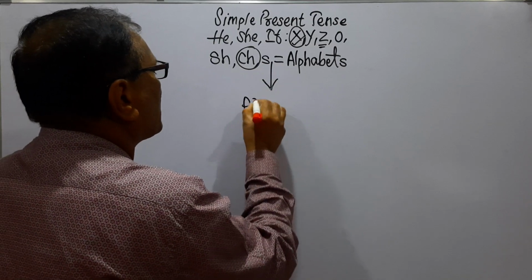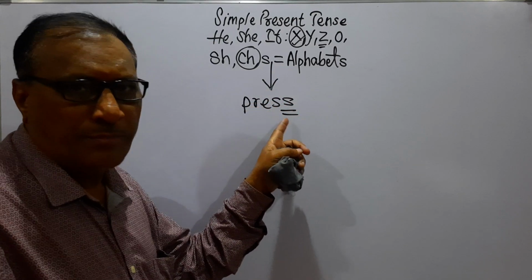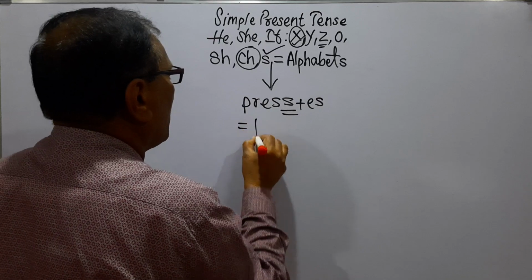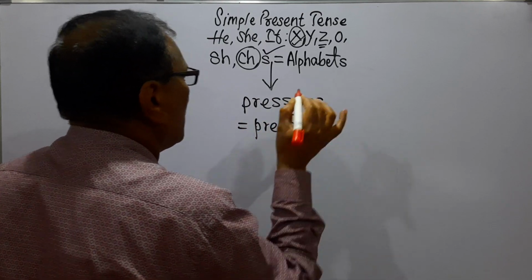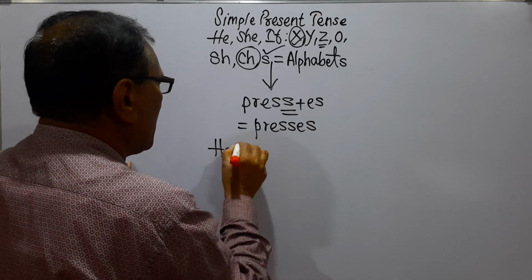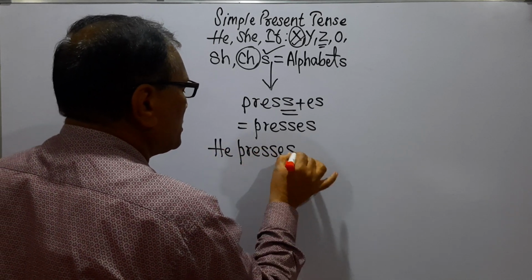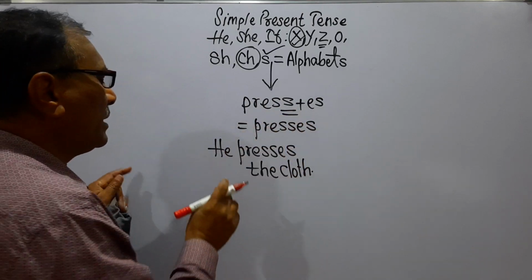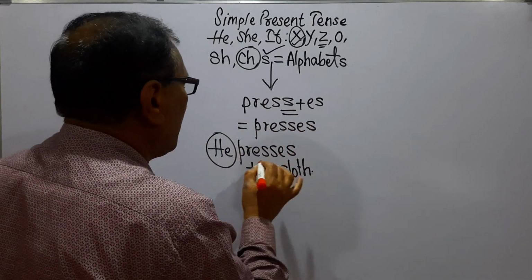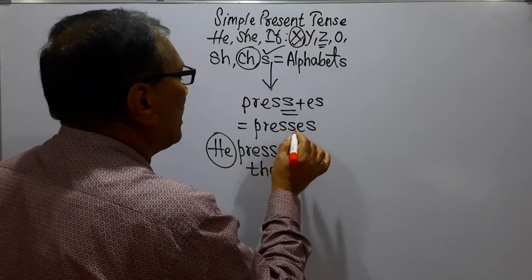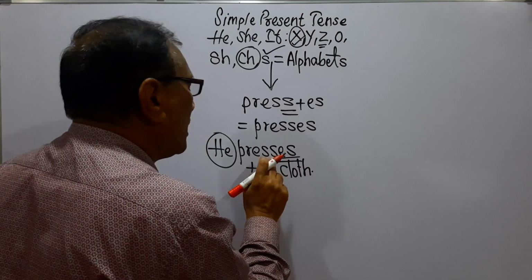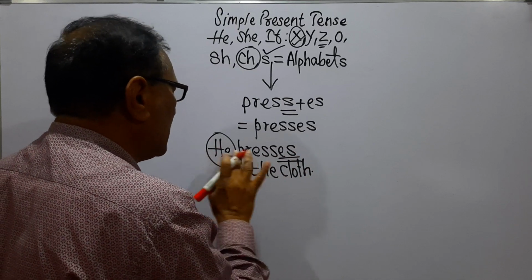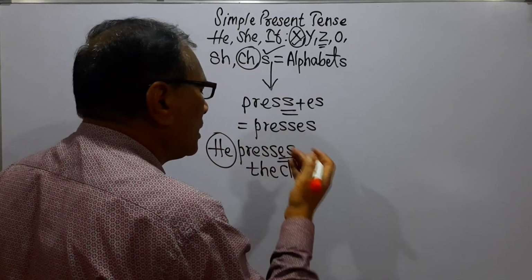Now see, press, P-R-E-S-S, press. This is the verb press. Here is the S. So press plus ES, it will be presses. So remember, he presses the cloth. Remember here, he is the subject. That's why I use the ES suffix with the verb, because there is the S alphabet at the end of this verb, and that's why I used the ES suffix. So the sentence became, he presses the cloth.